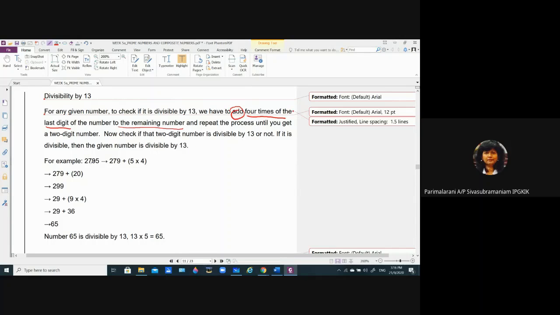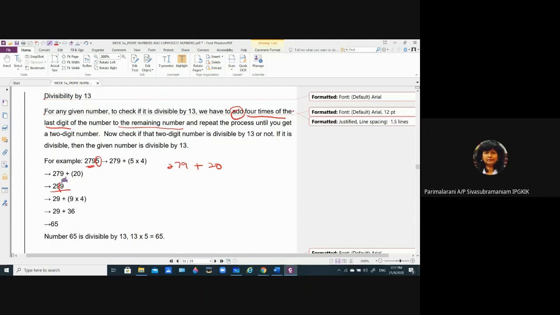Okay. For example, you have 2795. The last number here is 5. 4 times the last number, 5 times 4 is 20. So the remaining number is 279. So 279 plus 20 will give us 299. But we don't know whether this number can divide by 13. Just taking one look at it, we don't know. So we continue the process.